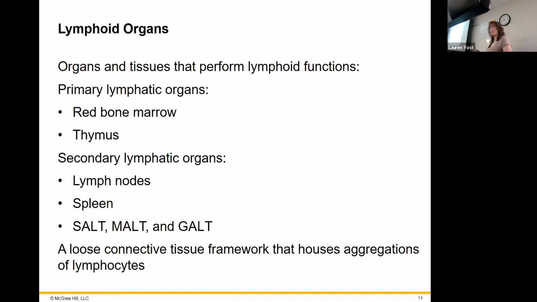SALT is going to be skin associated. MALT is mucosa associated. GALT is gut associated. There's all sorts of lymphatic tissue all throughout the body that is associated with specific aspects of the body. So that's what that's talking about basically. It's different from the lymph nodes. It's just tissue that does the same thing as a lymph node, but it's not in a lymph node shape.